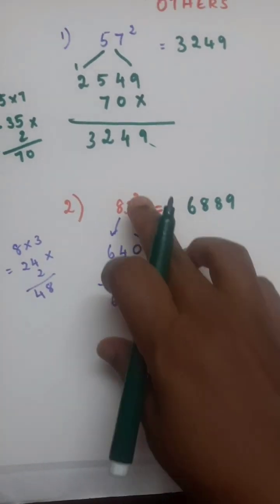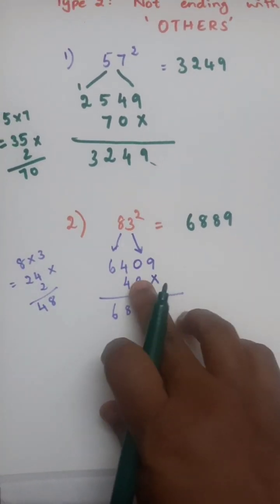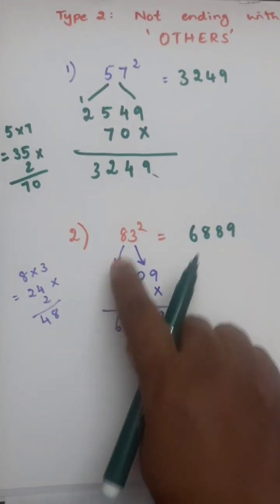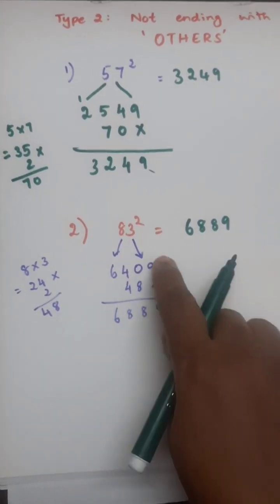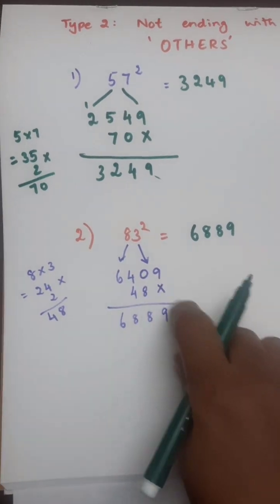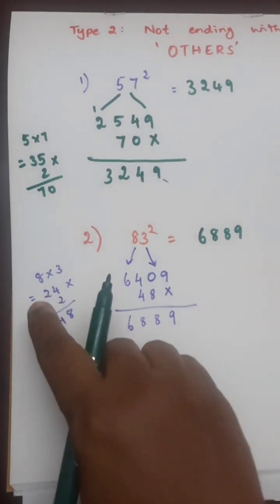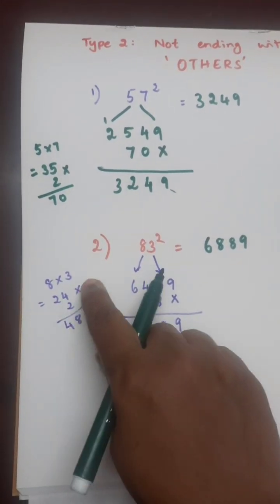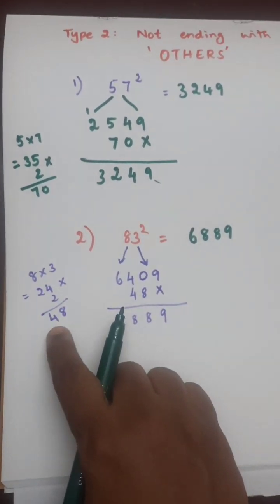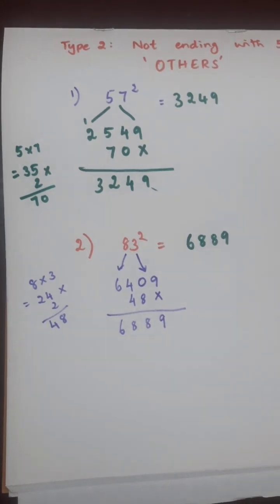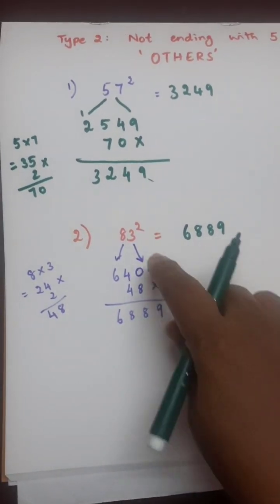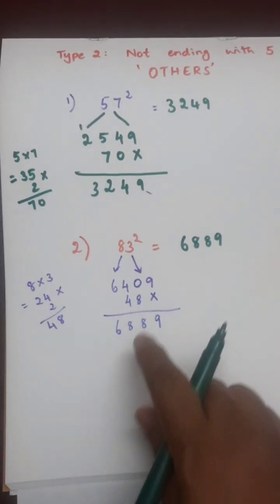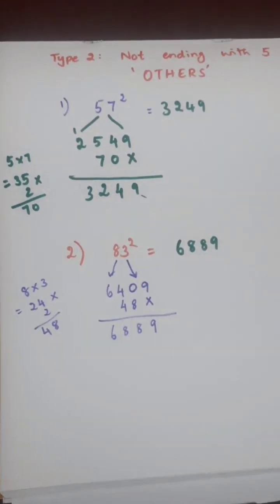83 square means square the 3 and write it as a 2 digit number, that is 09. And square of 8 is 64. Below 9 we will not write anything, just put a cross mark. 8 into 3 is 24. That 24 should be doubled, that is multiplied by 2. We will get 48. That 48 we will add here. So 9, 8, 8 and 6. So 6889 is the square of 83.